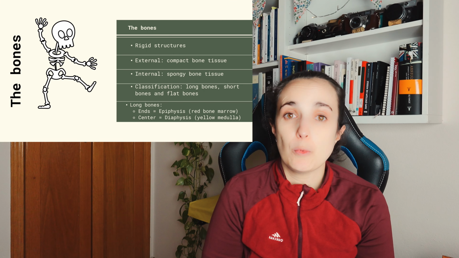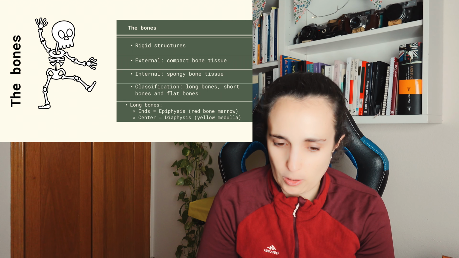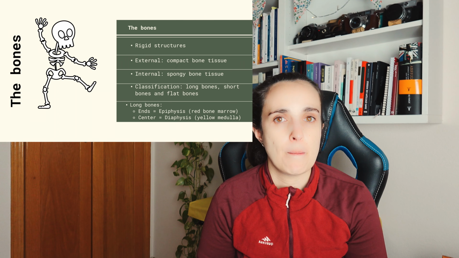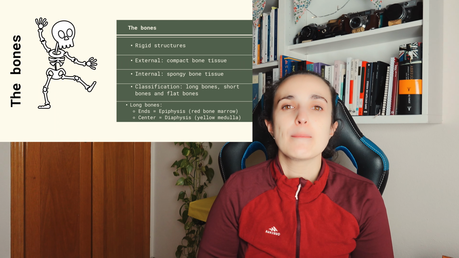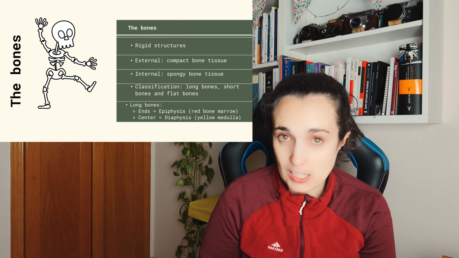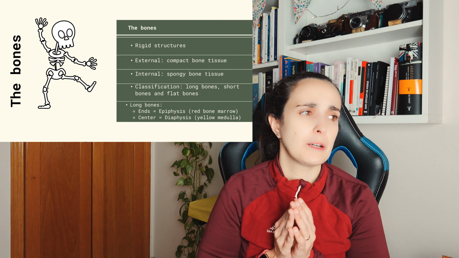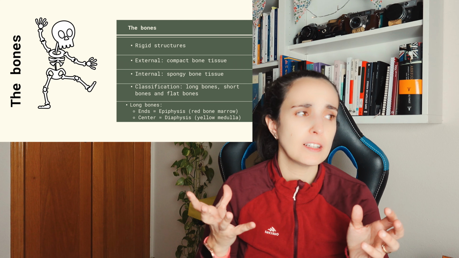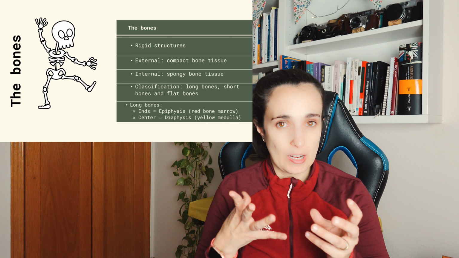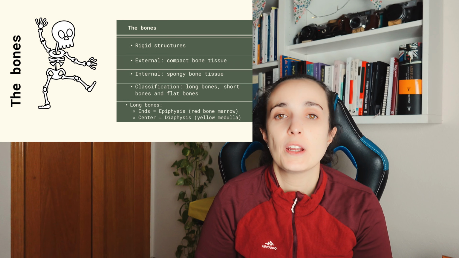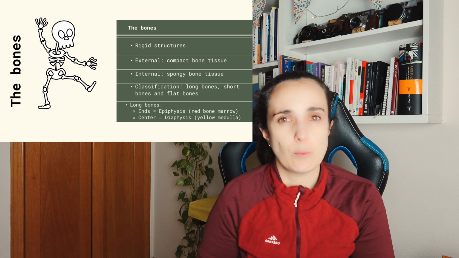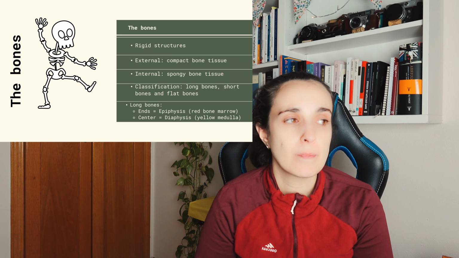Let's talk a little bit about the bones. We won't learn the names of the bones of the body in this unit. It's not our objective. Our objective is to talk about the interaction function. But the bones are hard structures, they are rigid. They are mainly made of calcium, and the external part of the bone is really compact, okay, really hard, and the internal part is more spongy, like a sponge. And this is due to the way bones are created when we are children.